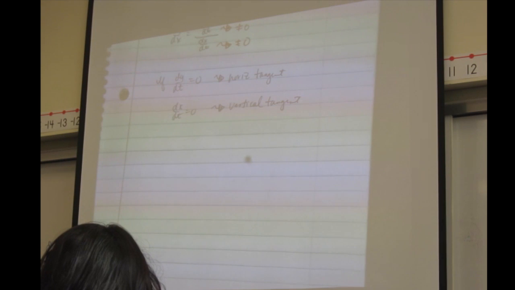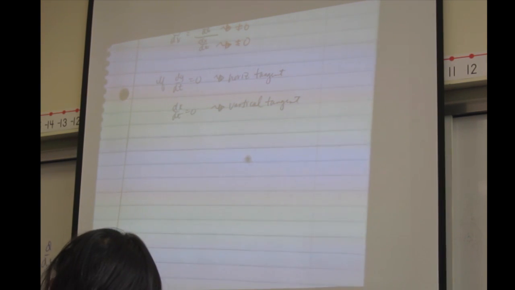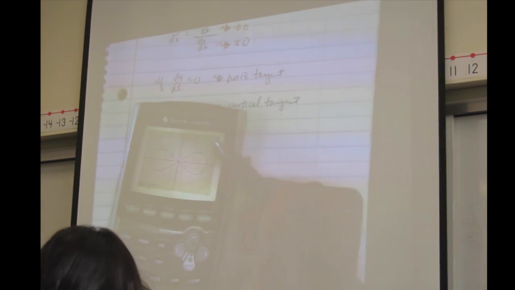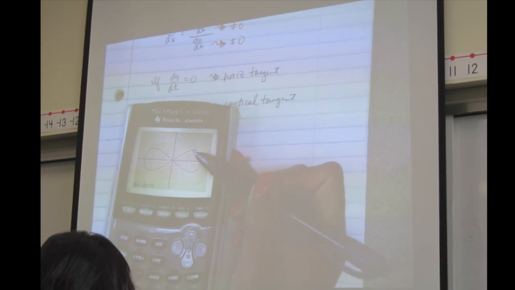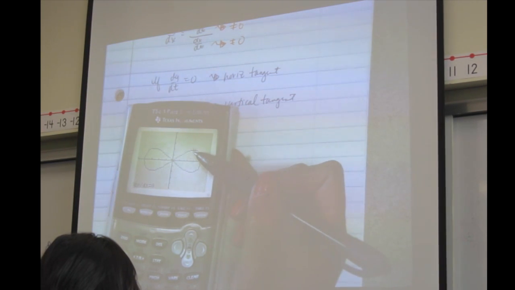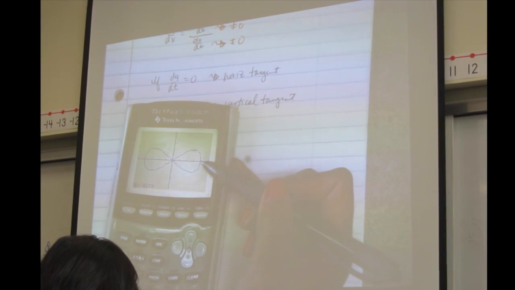Because what that means is you're getting something like this, which is not smooth. Can you repeat, at pi over 4 in that graph, in that infinity shape? At pi over 4, dy/dt is 0 because you have a horizontal tangent. Over here, dx/dt would be 0.